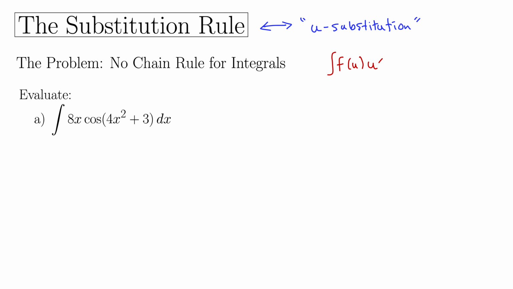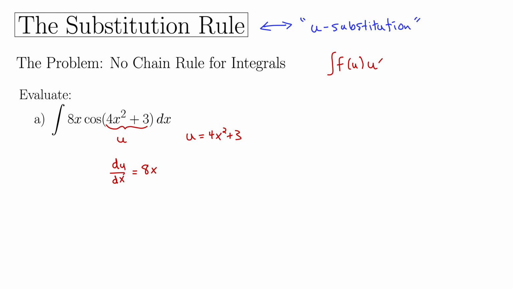So let's look at our example again. We're looking for a u and the derivative both in the same integral. And the u is probably going to be inside a function and the u prime will be outside. Well, look. Here we go. If I let u be 4x squared plus 3, then du dx is indeed 8x. Okay, so we decided u was 4x squared plus 3. And then we got our du dx to be 8x.